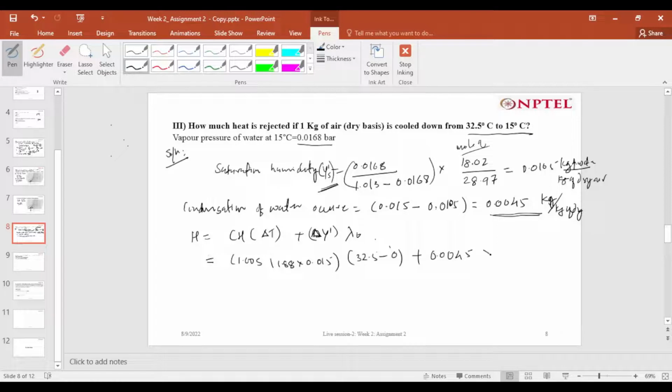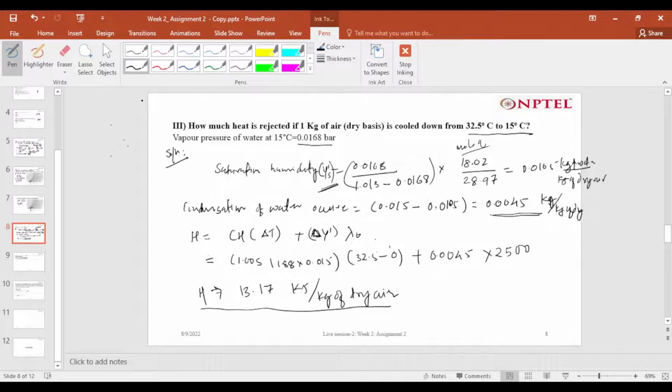0.0045 into latent heat of vaporization of water. This gives 13.17 kilojoules per kg of dry air. It means 13.17 kJ of heat is rejected per 1 kg of the dry air. All of you got this one.